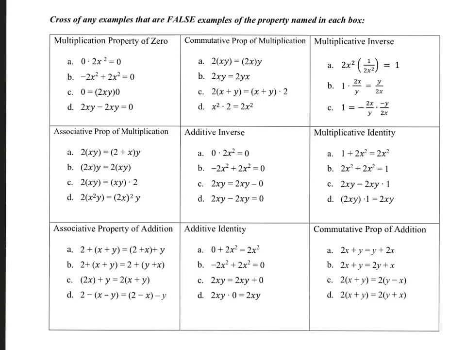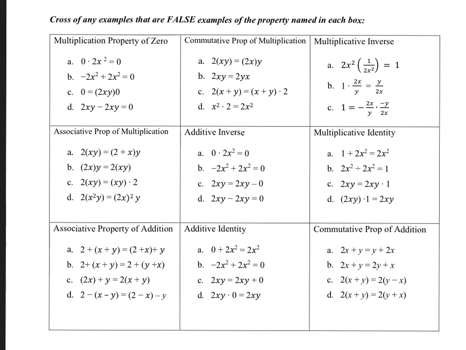What I want you to do with these is I've given you a property and I've given you 4 examples for each property. Some of them are true, some of them are false. I want you to think about that property. I want you to go back and look at the definition, look at the example, and see if you can find the false ones. Okay, so it could be a true statement, but is it true to that property?